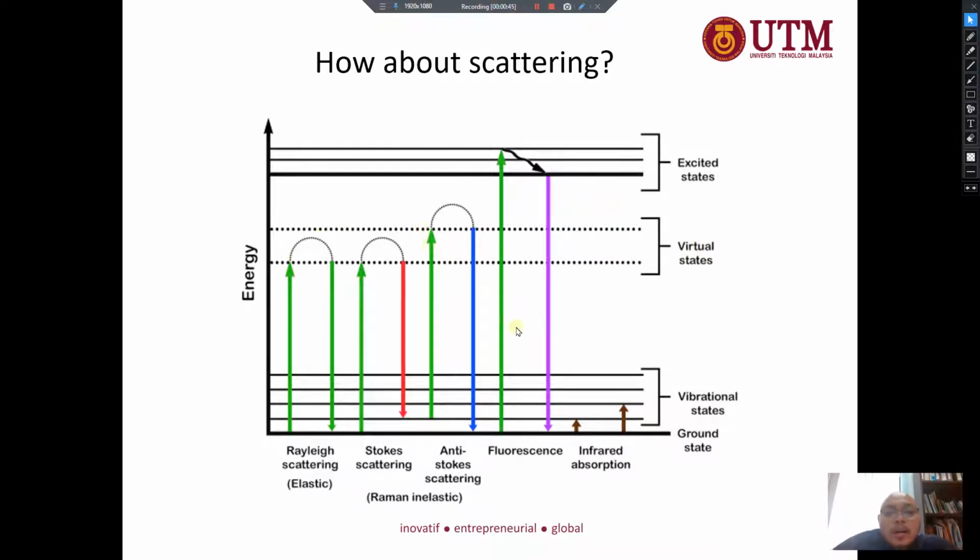So how about fluorescence? Fluorescence is another story. Fluorescence is when you go to the excited state. At the excited state, there is relaxation. When the relaxation occurs at the excited state, it changes the wavelength of the incident. So, for example, you hit with green color, but it goes to a relaxation state and changes the color to purple before it goes down.